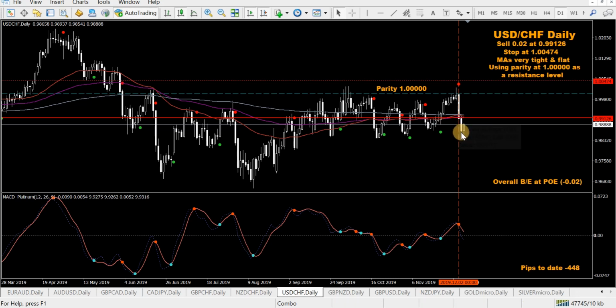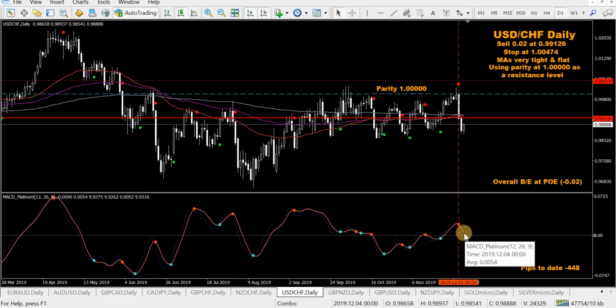Took a sell, went down nicely. I was hoping to break these lows here. It hasn't. It's bounced up a little bit. And the MACD Platinum's rolling down, and it's going to get close to the blue dotted line.